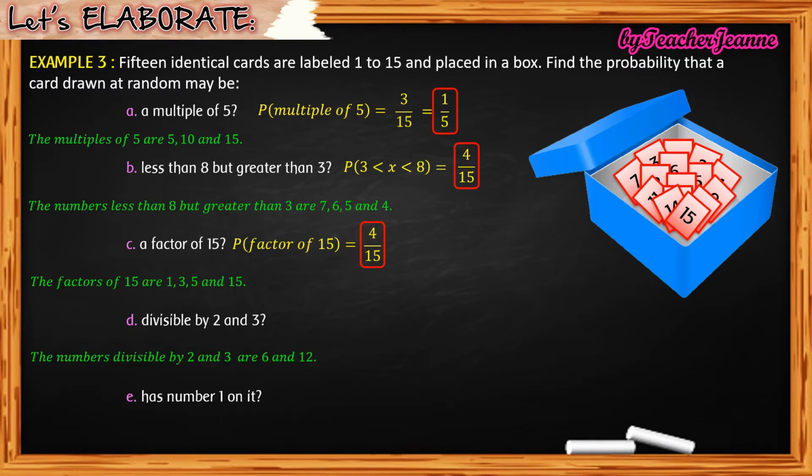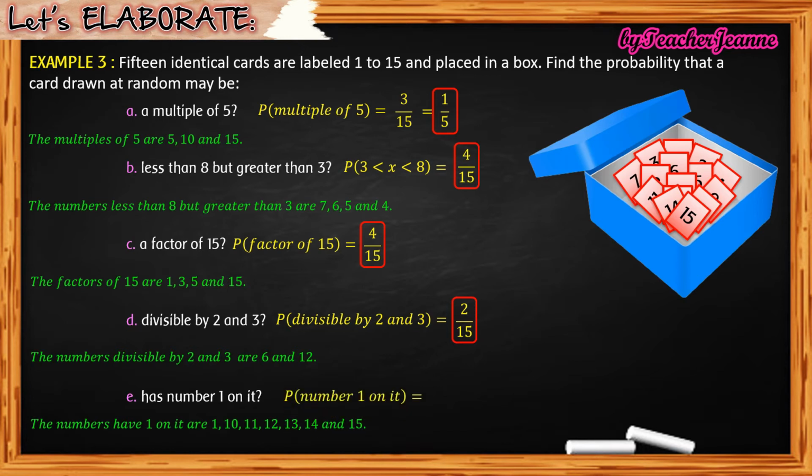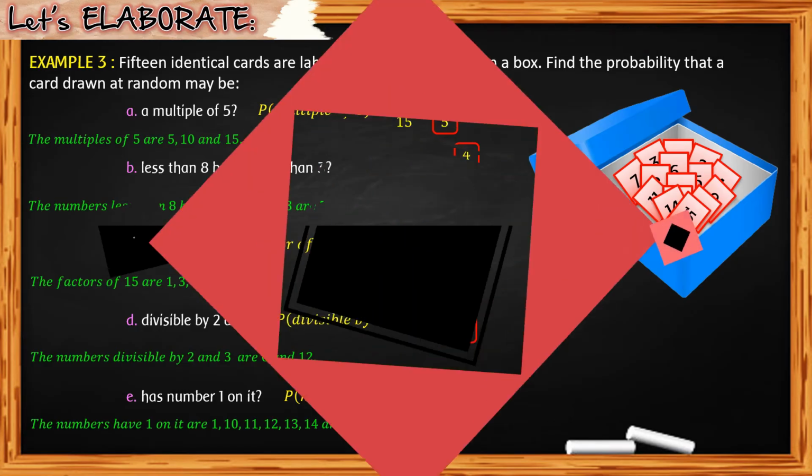So the probability that a card drawn at random may be divisible by 2 and 3 is 2 out of 15. And that is already in the simplest form. For letter E, the numbers that have 1 on them are 1, 10, 11, 12, 13, 14, and 15. So the probability that a card drawn at random has a number 1 on it is 7 out of 15 or 7 over 15. And that is already in simplest form and the final answer.